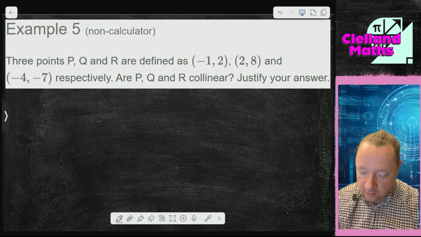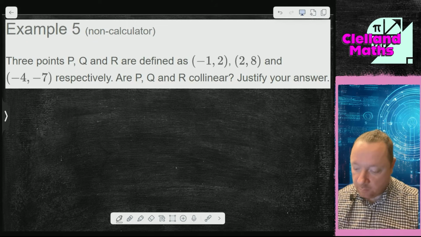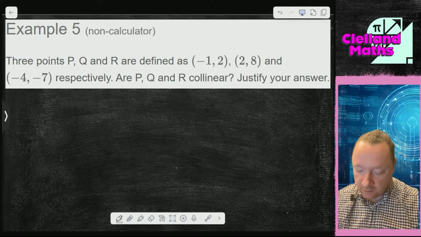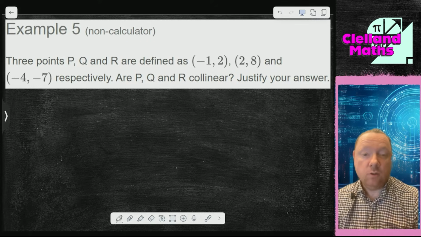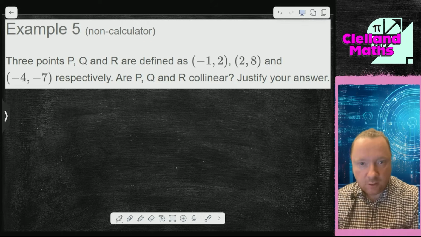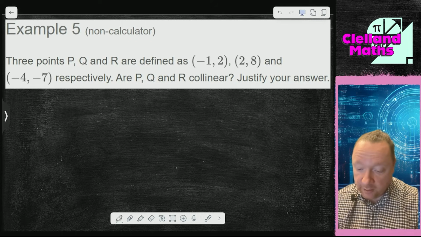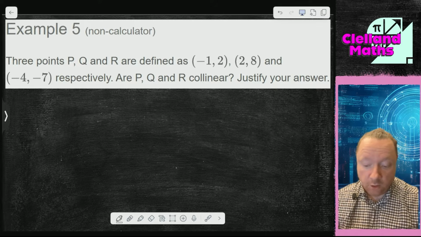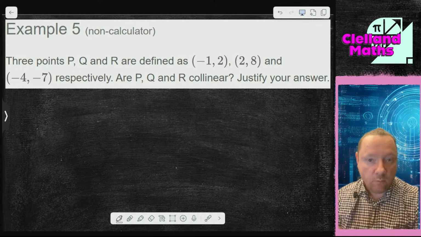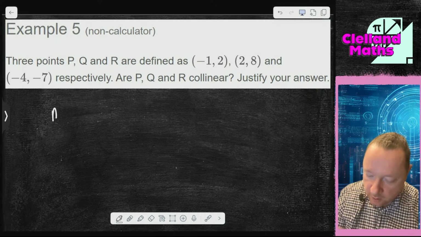Another example on collinearity. Example 5. Three points P, Q, and R are defined as minus 1, 2, 2, 8, and minus 4, 7. Are P, Q, and R collinear? Justify your answer. Same idea. Find the gradient of each segment. Doesn't matter what you do, by the way. You could do PQ, QR. You could do PR, QR, as long as you use one with the same point. But we'll do PQ.